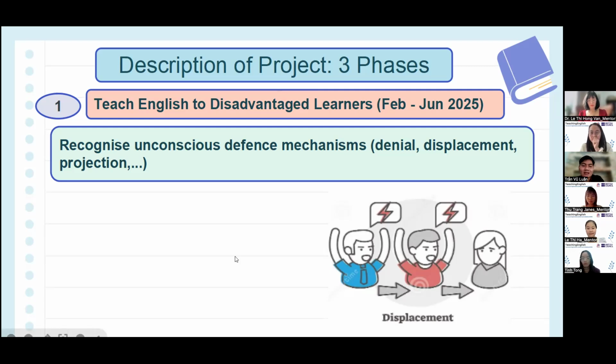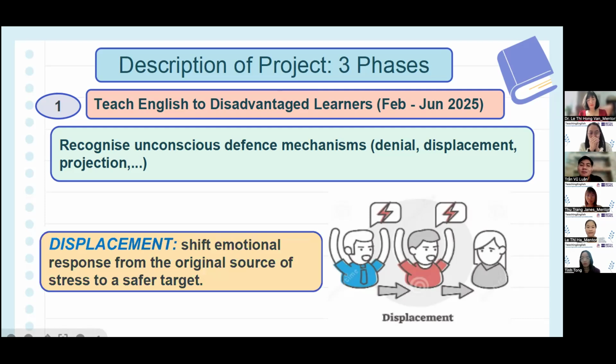Yeah, the displacement. You shift emotional response from the original source of stress to a safer target. Like when you are scolded by your parents, but you can't do something harmful to your parents, you will do something harmful to your friends, your classmates, your teachers, and so on. Okay. Next.